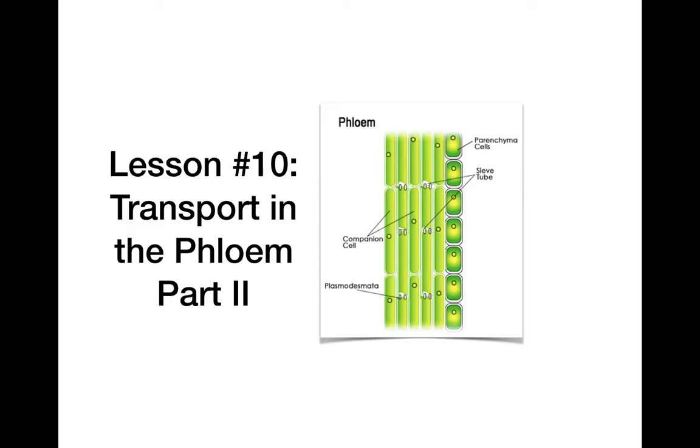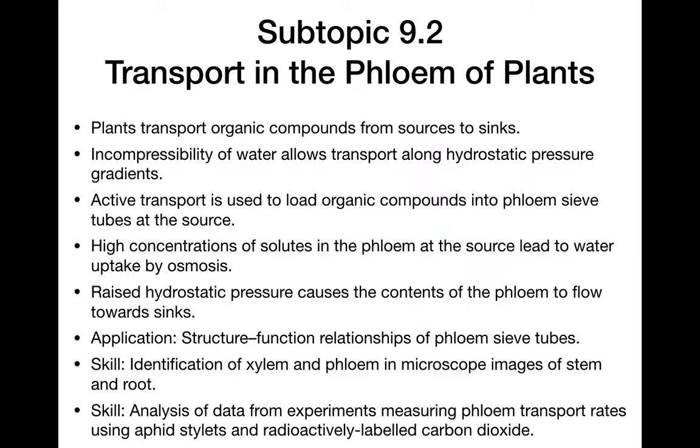Okay, so we're going to finish talking about 9.2, Transport in the Phloem of Plants. So here's our to-do list for today. We're going to be talking about more of the actual process, like I said last time. So it's more these parts at the beginning here. We're talking about moving compounds from sources to sinks.